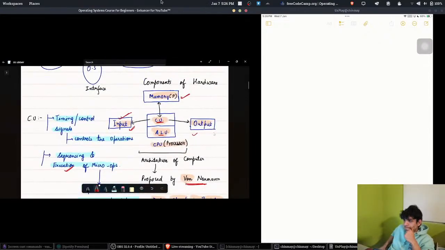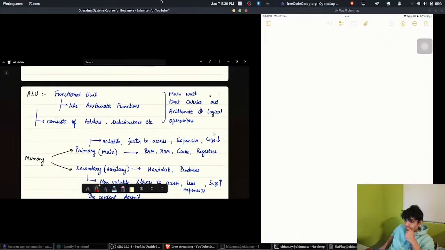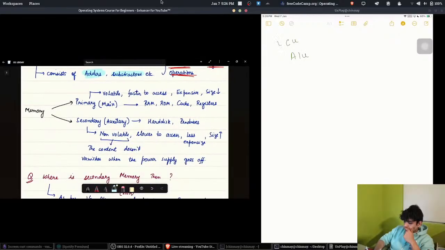So we have understood what is control unit. Now let's understand what is ALU. ALU is called functional unit. What functions are performed? It performs arithmetic and logical functions. So it's the main unit that carries out arithmetic and logical operations. It consists of adders, subtractors, and so on. Now comes the memory part.